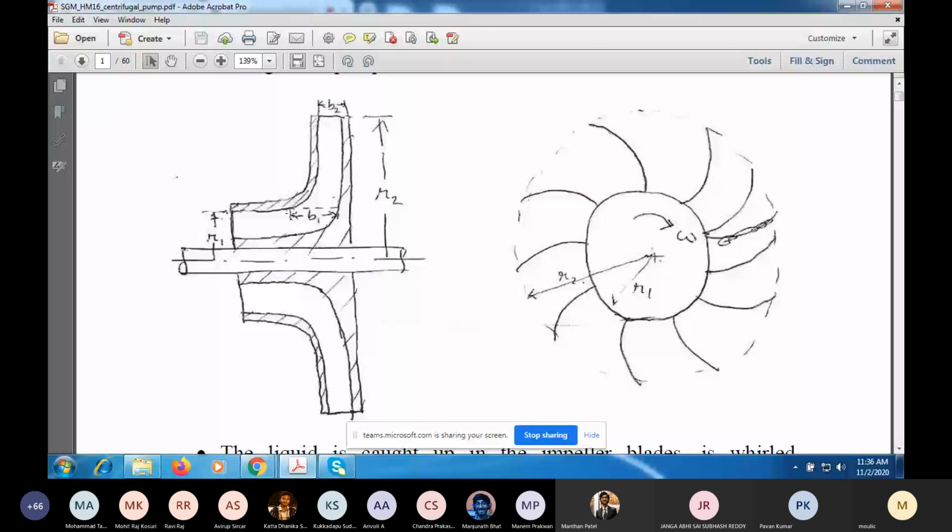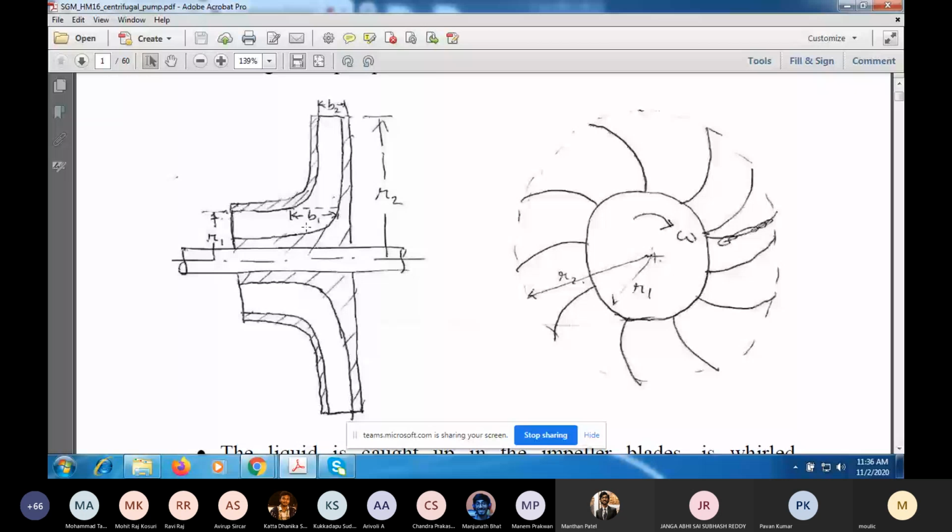By the tangential motion of a solid surface, you cannot set an inviscid fluid in motion. An inviscid fluid can be set into motion by a surface which has a velocity component normal to the surface, so it must push the fluid. So we'll assume here that the fluid enters axially without swirl. In this region, the eye of the impeller, there's no swirl.